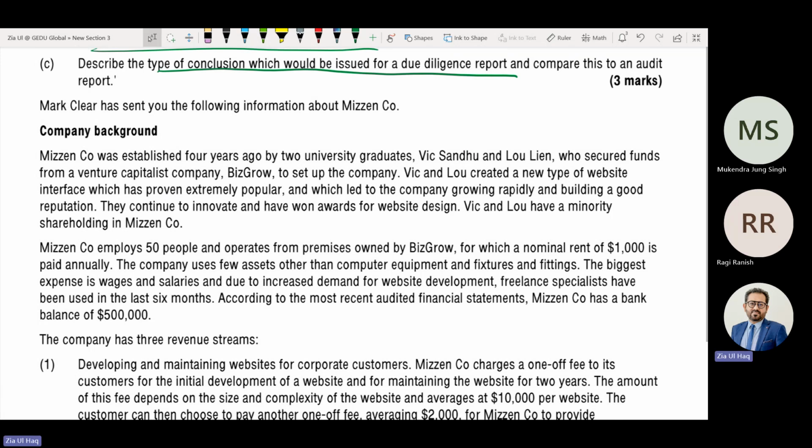Mark Lear has sent you the following information about Mizzen company background. Mizzen Company was established 4 years ago by two university graduates, Vic Sandhu and Lurley, who secured funds from a venture capitalist company, BizGrow, to set up the company. Vic and Lou created a new type of website interface which has proven extremely popular.